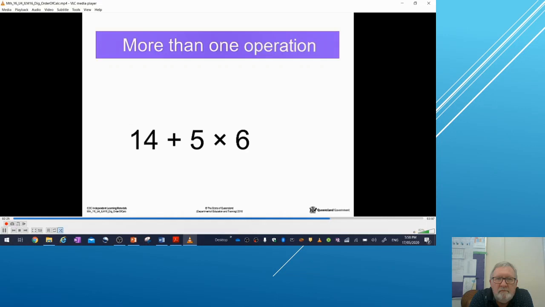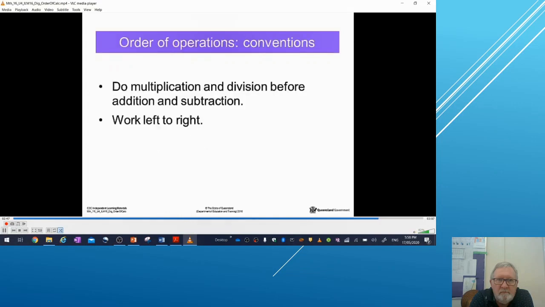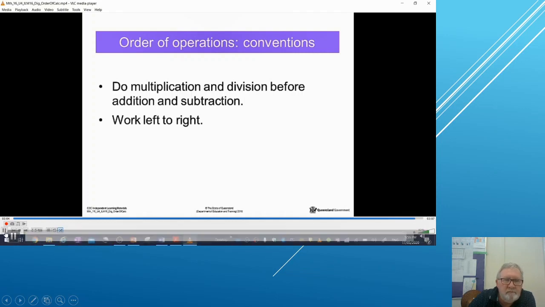Let's look at another expression. 14 plus 5 multiplied by 6. Using the convention for calculating, we do the multiplication first. 5 multiplied by 6 is 30. Then we add the 14 and the 30 to give 44. We have used two of the conventions that are called order of operations. They are do multiplication and division before addition and subtraction, and work left to right. We will look at another convention later in the lesson.